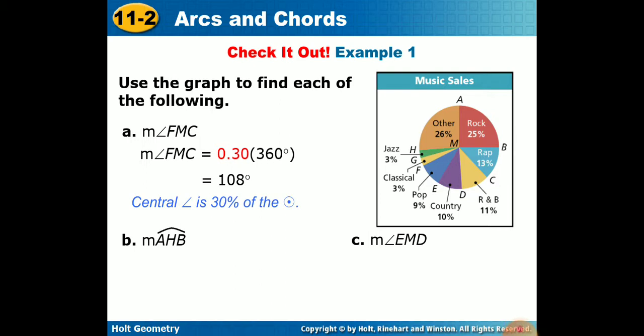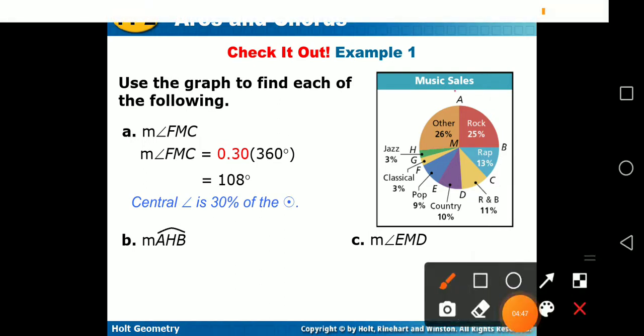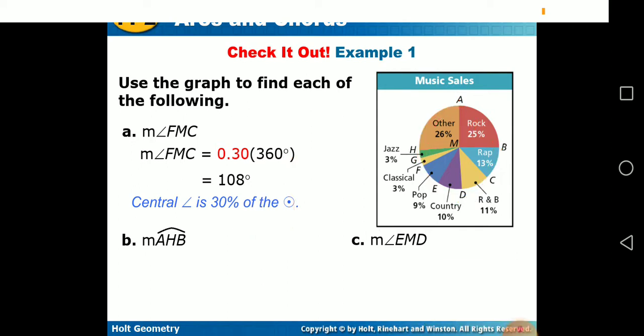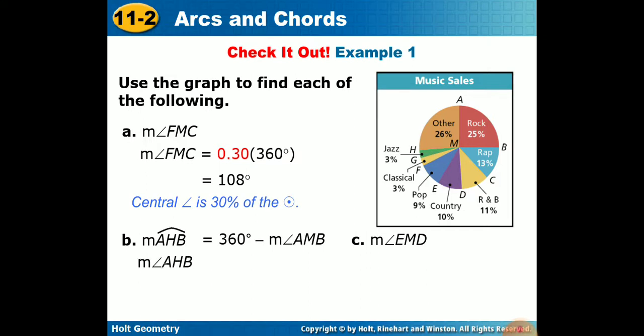What about AHB? Measure of arc AHB. How can I find this measure? I'm going to take 360 minus this one, minus 25%. So I'm going to calculate 25% first, and then subtract it from 360. So this will be 270.